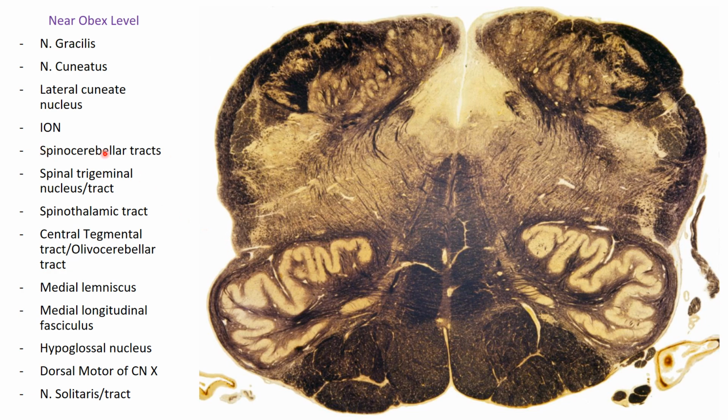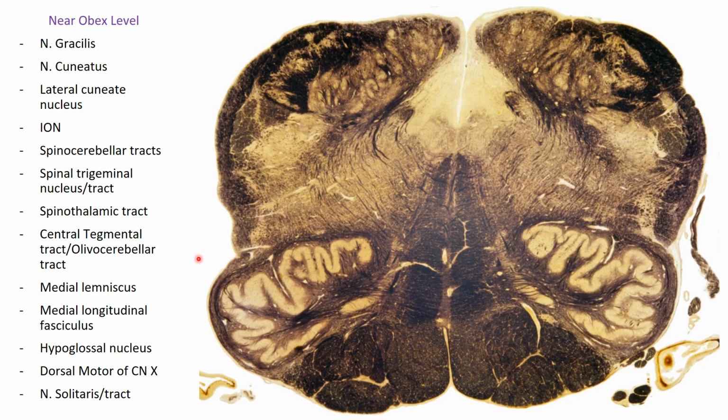The spinocerebellar tracts are still located laterally, as they're getting ready to go into the inferior cerebellar peduncle to get to the cerebellum. That's not quite happened yet, but it's getting there. Then we have our spinal trigeminal tract located again in the anterior lateral components.